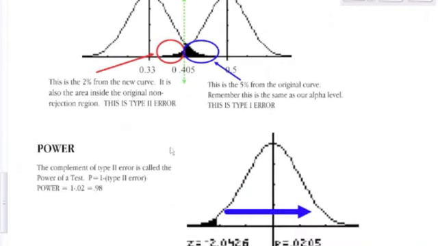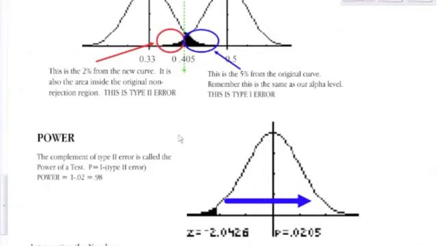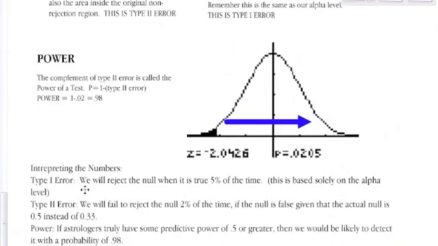The last thing we talk about is power. It's fairly easy to calculate power. You have to have the type 2 error. Say 1 minus your type 2 error, and that gives you 0.98. Now, how do we interpret all of these numbers? 2%, 5%, and basically 98%. Well, type 1 error, we will reject the null when it is true 5% of the time. This is based on your alpha level.